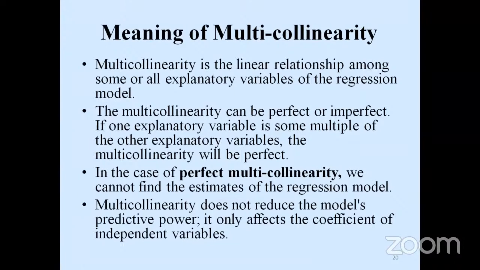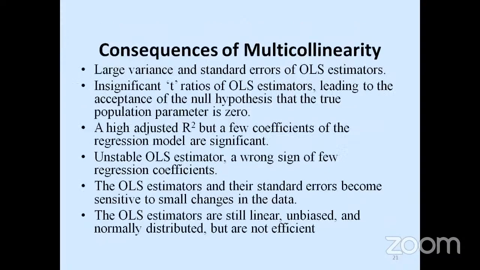So those two variables generally won't add any predictability in the regression model. Multicollinearity does not reduce the predictive power of the model, it only affects the coefficients of the independent variables. So what are the consequences generally? This is the meaning of multicollinearity. We will now see the consequences of multicollinearity.